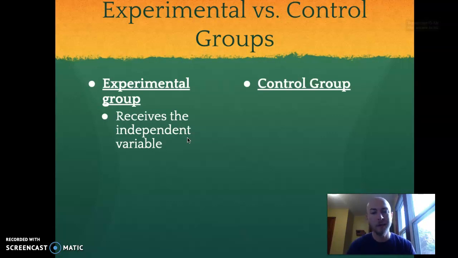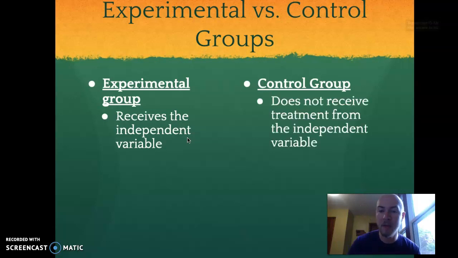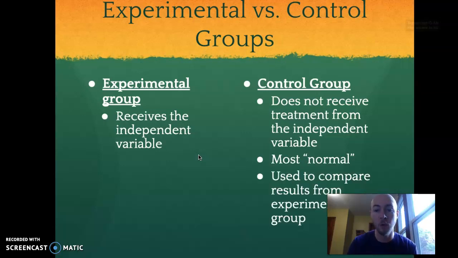The other group is the control group. And it's going to be very similar to our controlled variable in that we're going to make sure some things don't happen, or we're going to control some things with them. For instance, in the control group, we're going to make sure they don't get the independent variable. We're going to keep them from receiving treatment from the independent variable, okay? And we might refer to this group as the normal group, all right? So you might hear it referred to as the normal group.